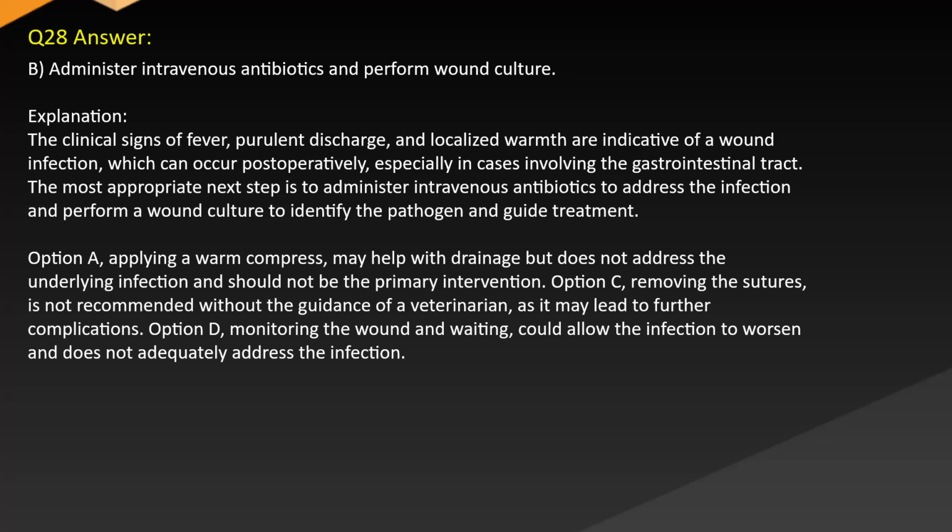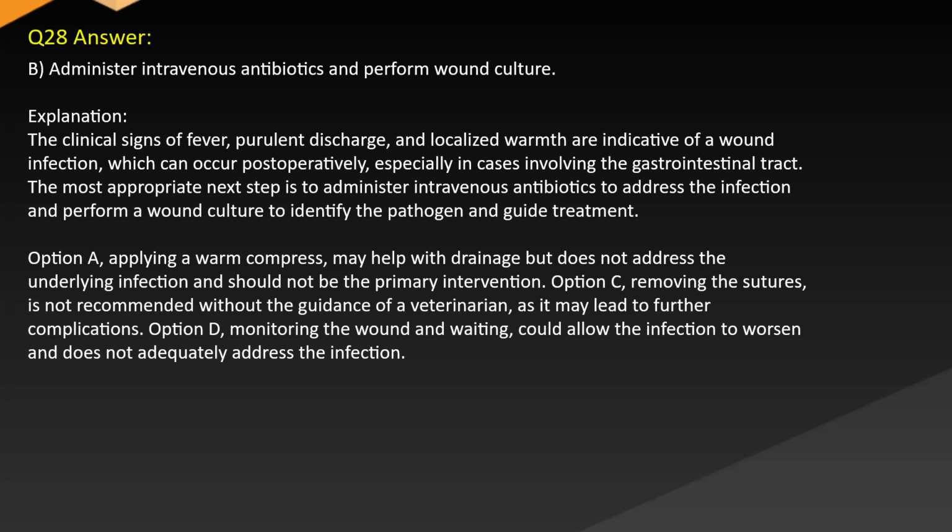Answer. B. Administer intravenous antibiotics and perform wound culture. Explanation. The clinical signs of fever, purulent discharge, and localized warmth are indicative of a wound infection, which can occur postoperatively, especially in cases involving the gastrointestinal tract. The most appropriate next step is to administer intravenous antibiotics to address the infection and perform a wound culture to identify the pathogen and guide treatment.